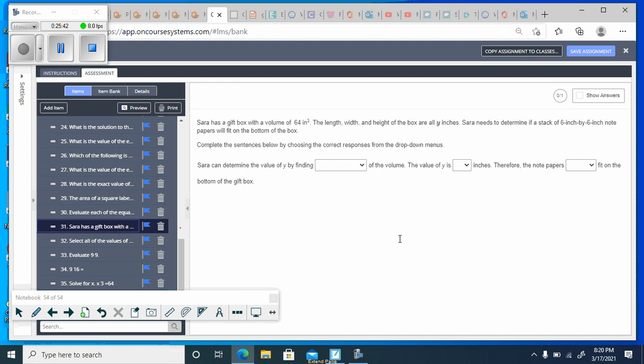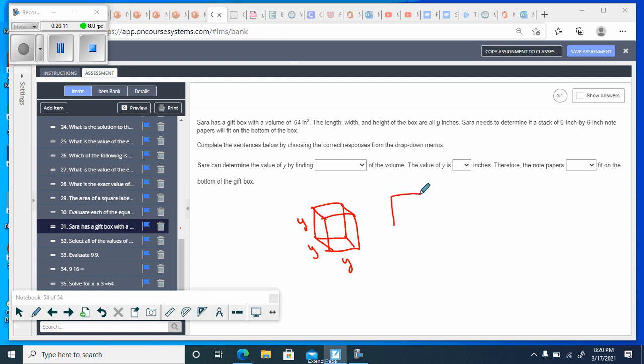So here's a gift box with a volume of 64 cubic inches. The length, width, and height are all y inches. So we're talking a cube, where length, width, and height are all y. Sarah needs to determine if a stack of 6 by 6 note papers will fit on the bottom of the box. So we need to know if y is at least 6.